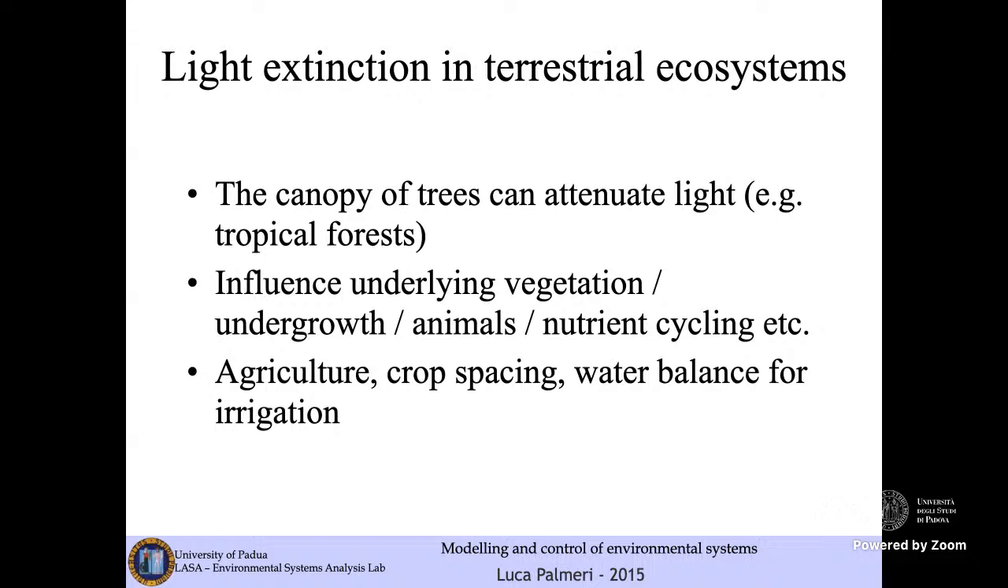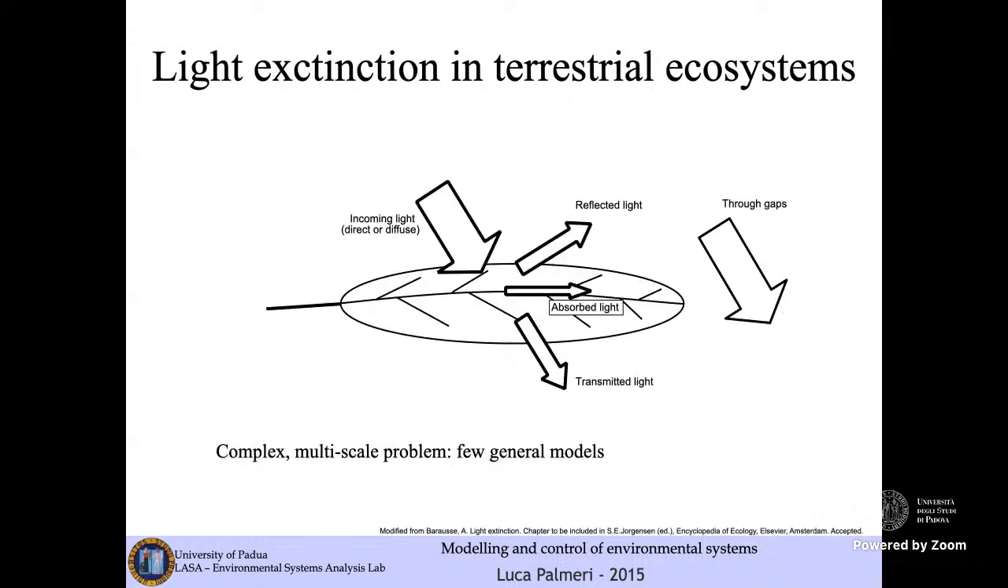Also, agricultural crop spacing and water balance for irrigation are all parameters that may be influenced by light extinction processes. In this case, we have to introduce a further variable that we may call the surface of a canopy that may stop light. We observe that light arriving onto the leaves of the plants is partially reflected, partially retransmitted through the leaf, and partially absorbed.